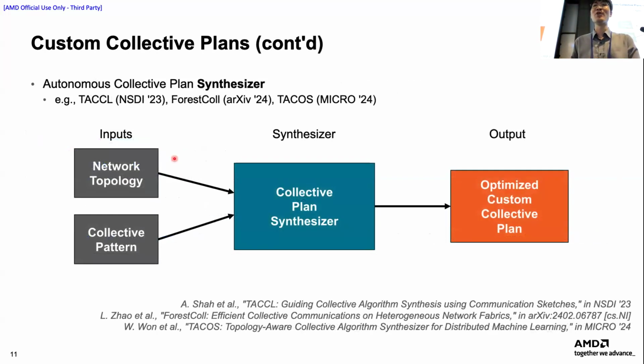And this is another thread, not the DSL. As I mentioned, the other thread is to create a collective communication algorithm synthesizer, where the input to the synthesizer is the target network topology, as well as the collective configuration, like the collective size. The synthesizer will optimize and come up with a well-suited, optimized custom collective plan, which can be quite complex compared to ring, direct, or halving-doubling.